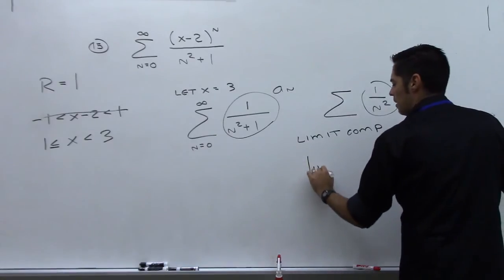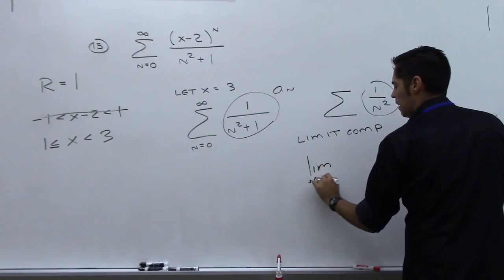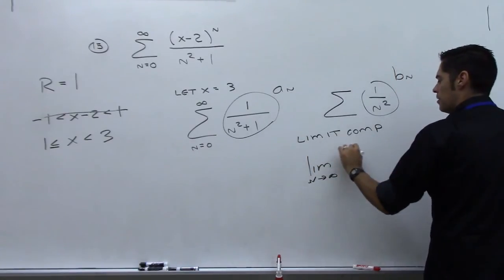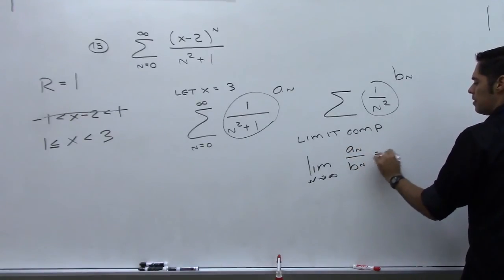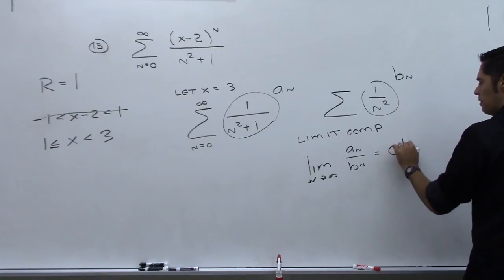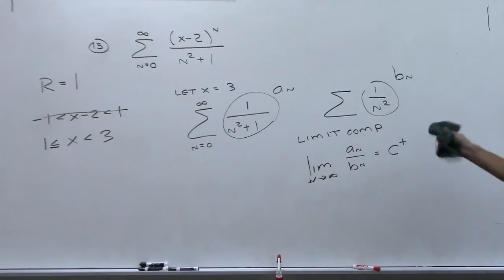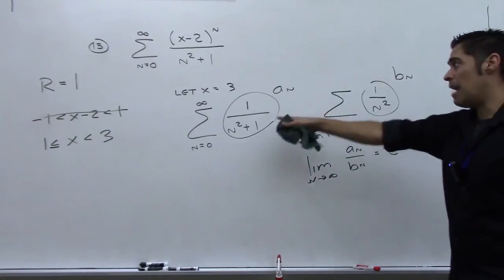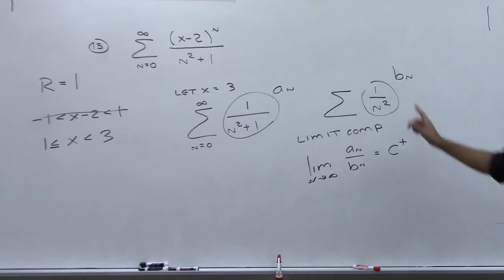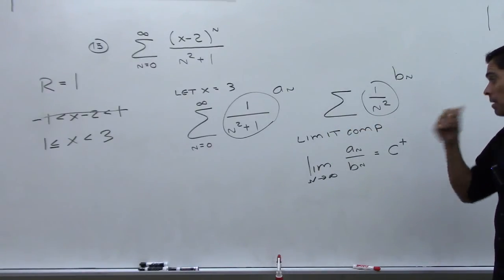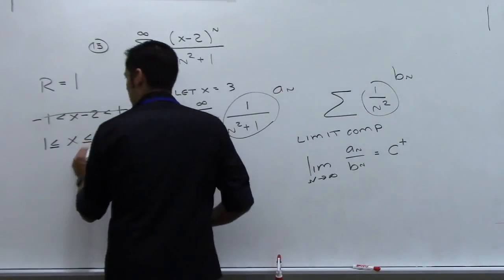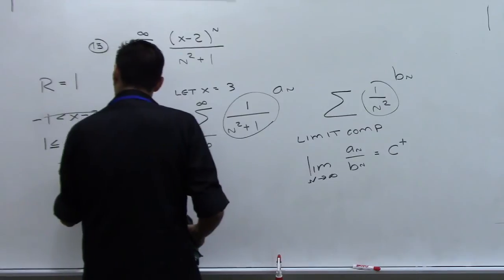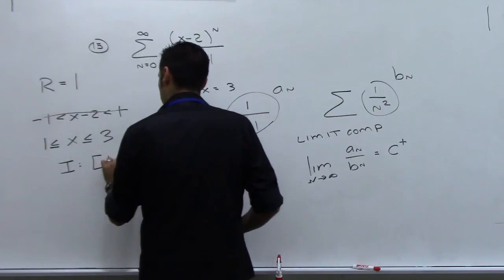That means you set up the limit, n goes to infinity of a sub n over b sub n, and then show that this is going to be some positive constant. And it'll turn out to be 1. So that means whatever this one does, that one does. And this one is a p series, p is 2, it converges. So we should include both endpoints. So our interval of convergence is the closed interval [1, 3].